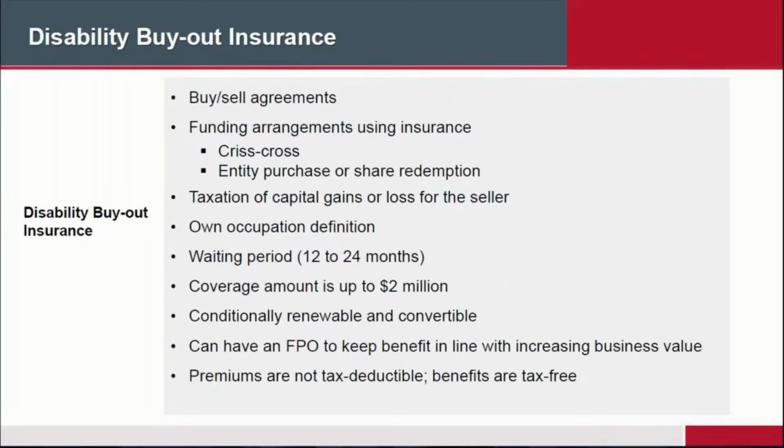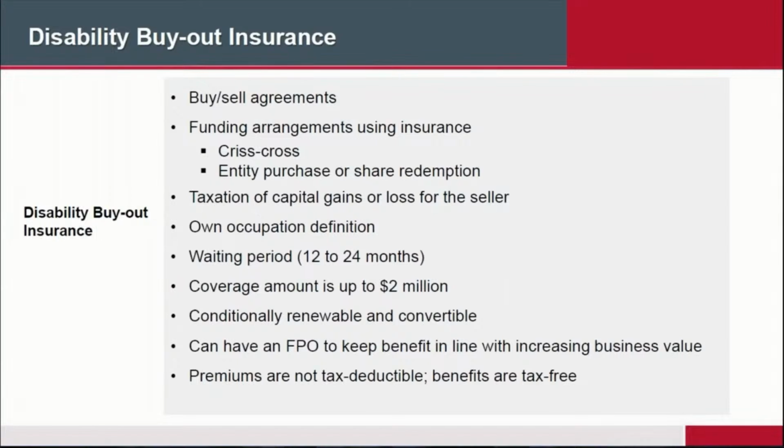Coverage could be up to $2 million. It could be more, but generally speaking, in Canada, because it is a small market, up to $2 million. It could be a renewable policy, or convertible. Kind of unusual, but it is available.